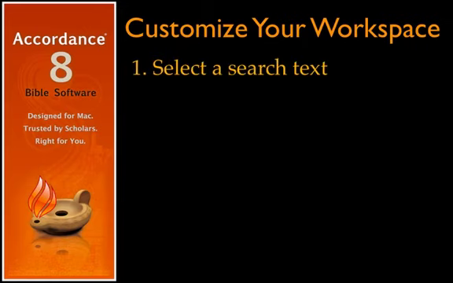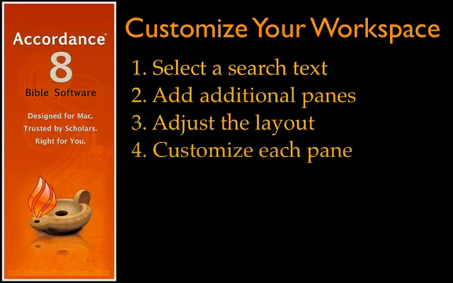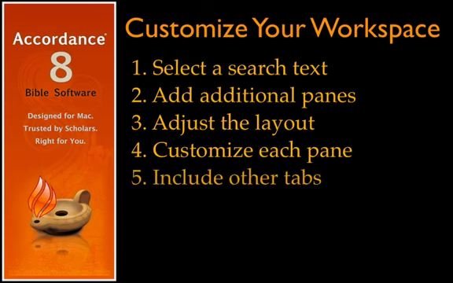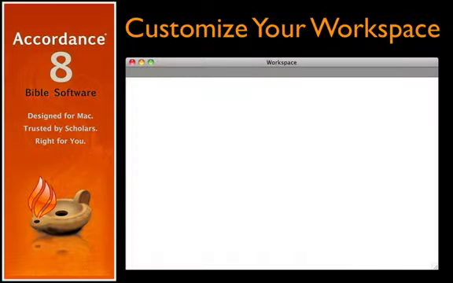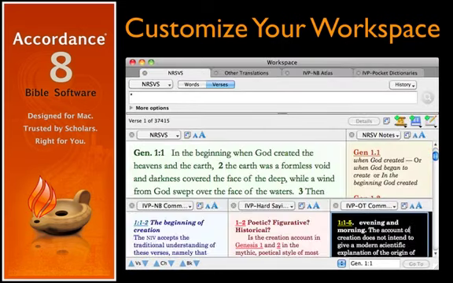1. Select a search text. 2. Add additional panes. 3. Adjust the layout. 4. Customize each pane. 5. Include other tabs. And 6. Save as a favorite. In fact, we'll cover how to go from a blank workspace like this to a simple one like this, all the way to something very elaborate like this.